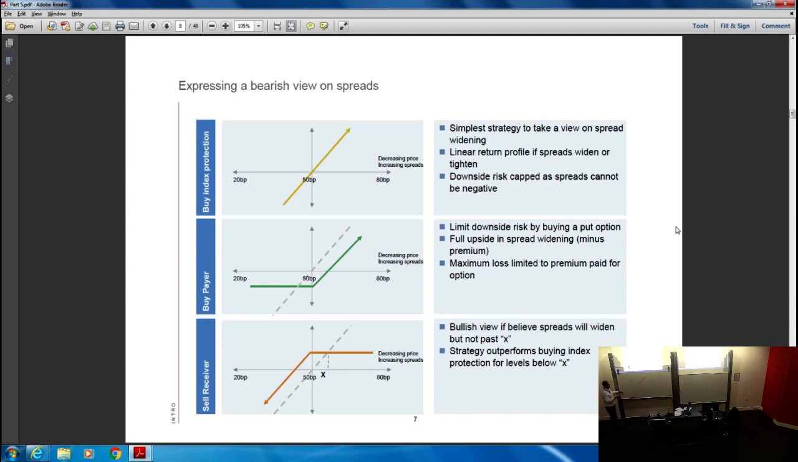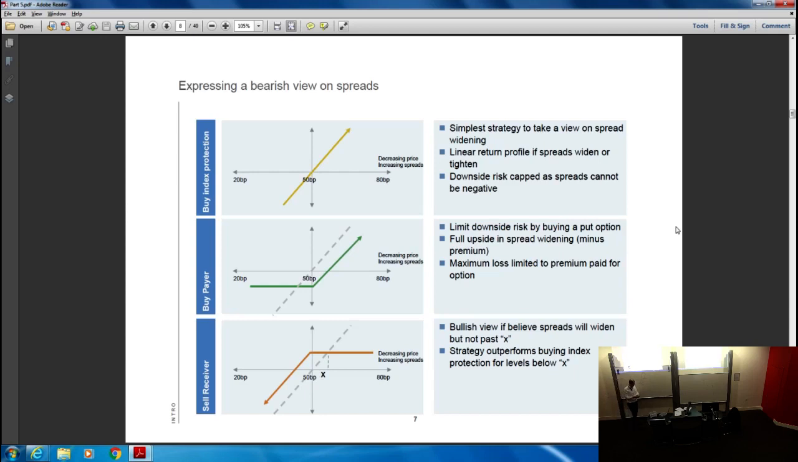So what is the difference between these different trades? They've all got the same delta, right? So they've all got 100% delta, 100 million of index exposure. If you're buying this one here, which is the payer option, when do you outperform the blue one? You outperform either when spreads go a lot tighter or when spreads go a lot wider. So if you think spreads are either going to go a lot tighter or a lot wider, what should you do? Buy a payer option or buy index protection? You should buy the payer option, because if spreads go a lot wider, you're going to make more money, and if spreads go a lot tighter, you're going to lose less money.